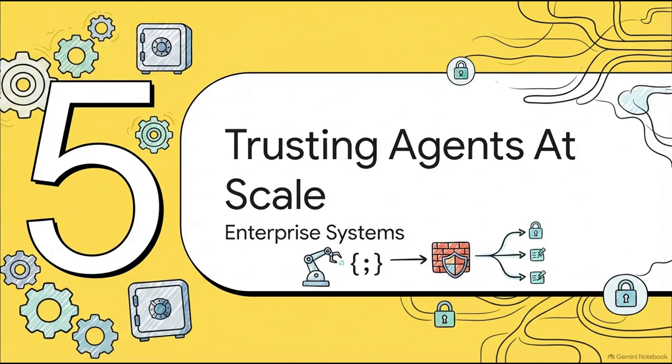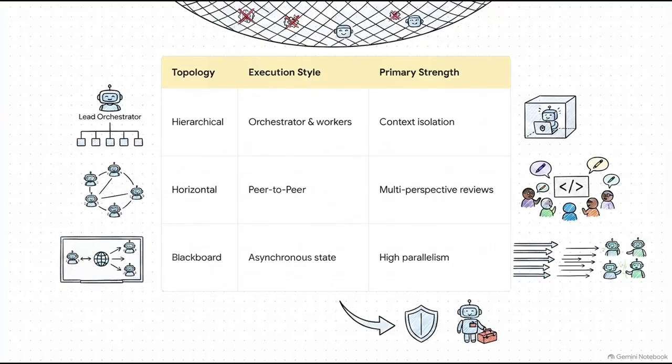Section 5. Trusting agents at scale. Now that we have this incredible safety net, and we know we can safely delegate complex tasks and actually survive critical failures, we can start applying this to enterprise systems. Once you establish that baseline of safety, you can deploy multi-agent topologies with total confidence.